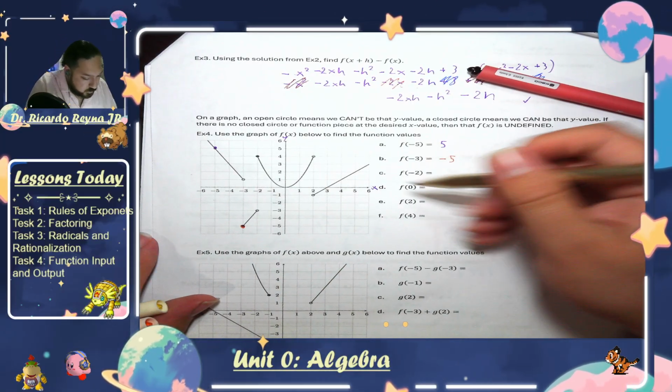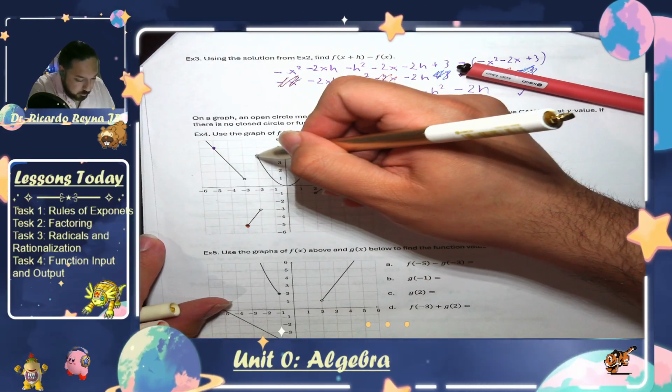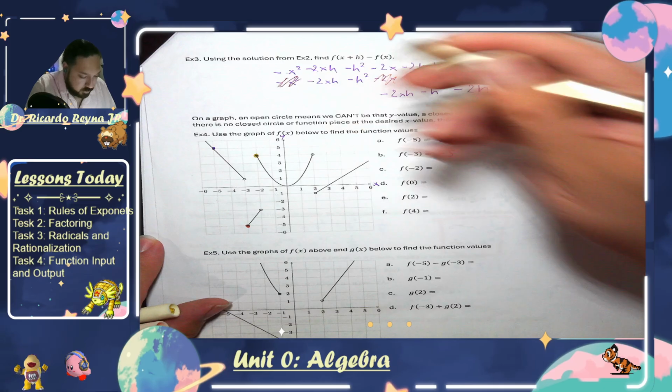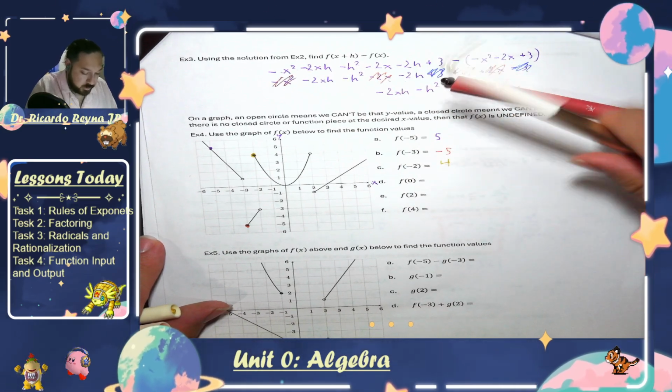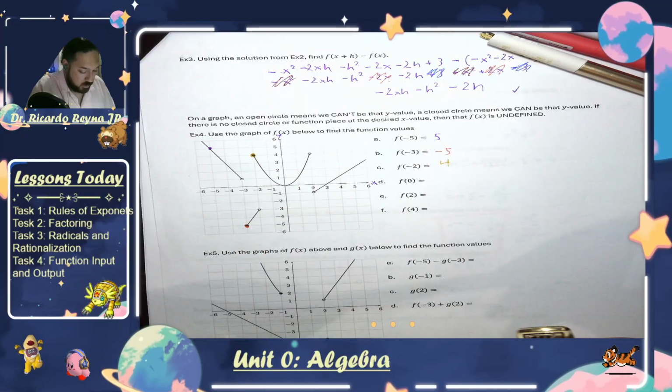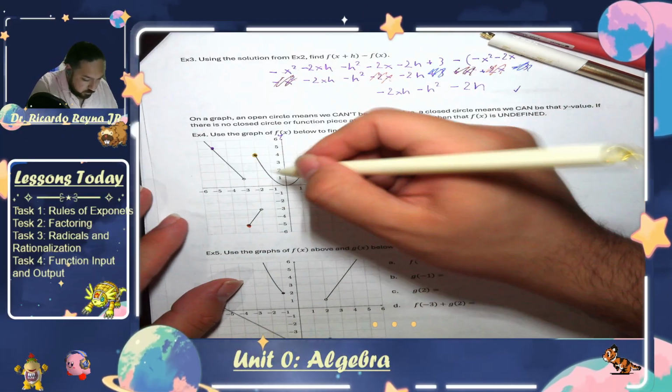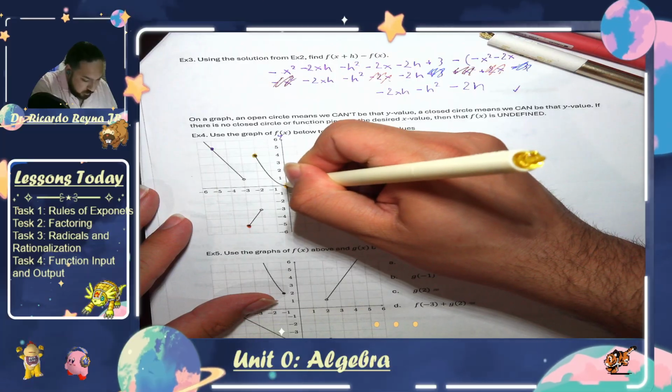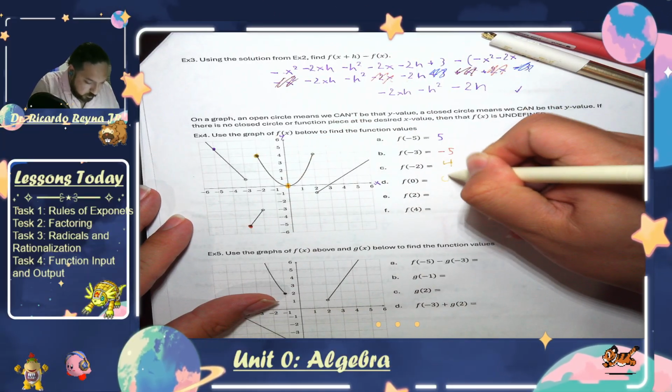Okay, then we go to -2. -2 has a similar instance with the open and closed circle, but I go here with the closed circle, so it's going to be 4. All right, then here we have 0. 0's actually kind of clean here. It's going to be 0 as well.